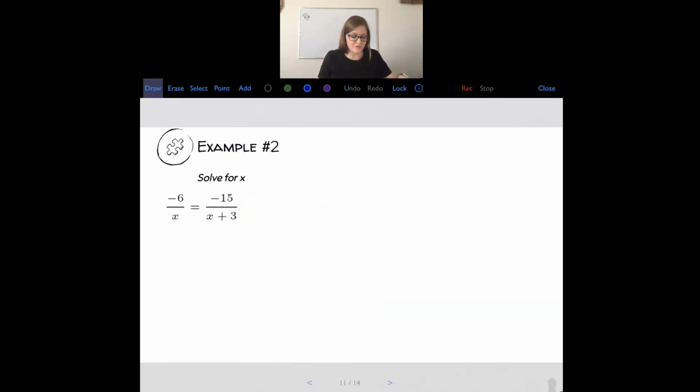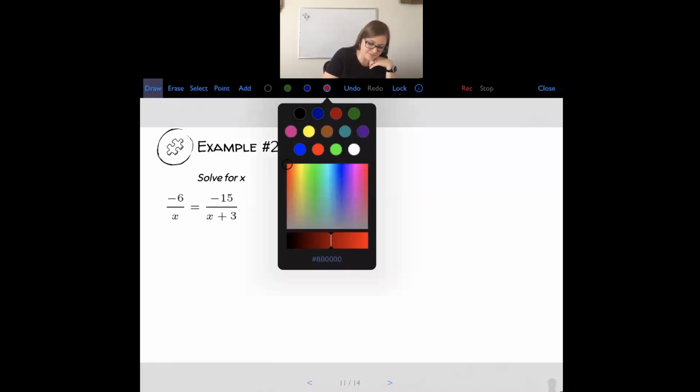We'll do one more example with proportion. So negative 6 over x is equal to negative 15 over x plus 3. So this is what I mean by we have a fraction equal to a fraction. If there was like a plus 1 over here, it wouldn't work. It has to be one fraction equal to another fraction, just like it's set up here.